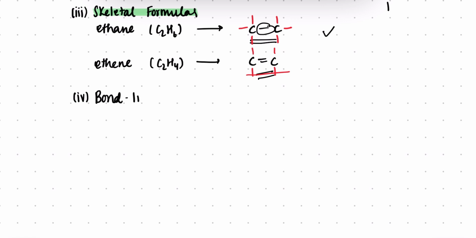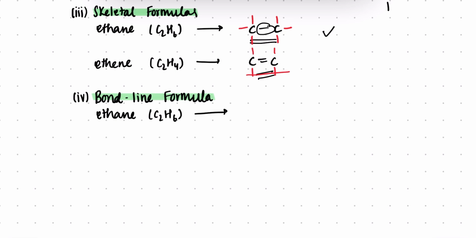So a bond line formula. As this kind of implies, it just shows the bonding as a form of line. It's pretty straightforward, honestly. You can't really see anything much in the structures of ethane and ethene, but we'll see.